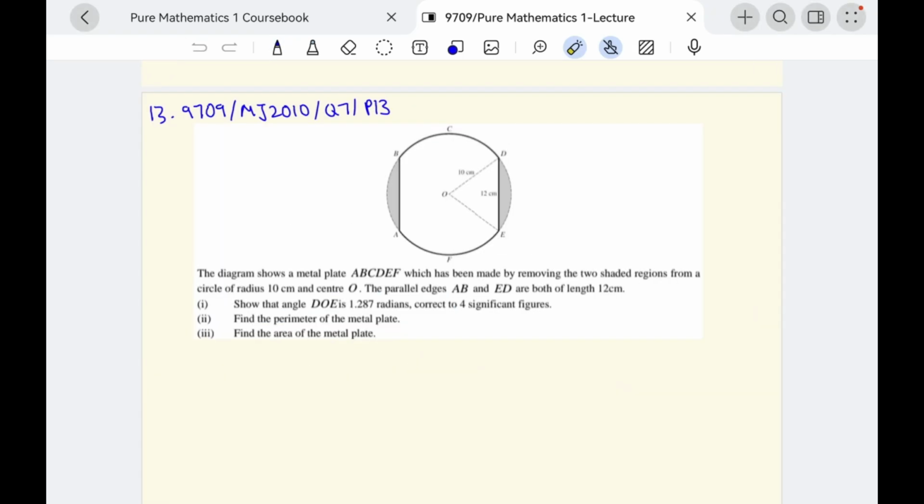Alright, let's move on to the next question, which is question 13. It's a past year question from 9709, May-June series 2010, question 7 and paper 1-3. Referring to the diagram, it shows a metal plate. Regardless of the metal plate, we're only focusing on its geometry, which is the incomplete circle with 2 removed segments.